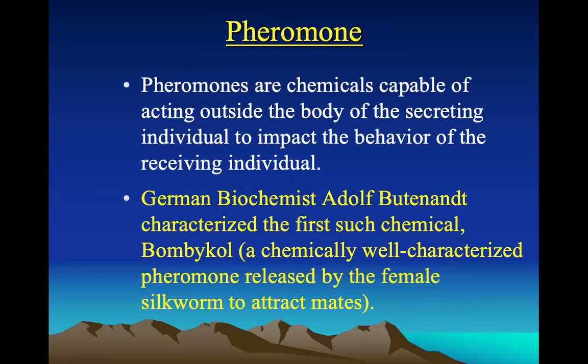German biochemist Adolf Butenandt characterized the first such chemical, called bombykol, a chemically well characterized pheromone released by the female silkworm to attract mates. So bombykol is the first pheromone discovered by scientists.